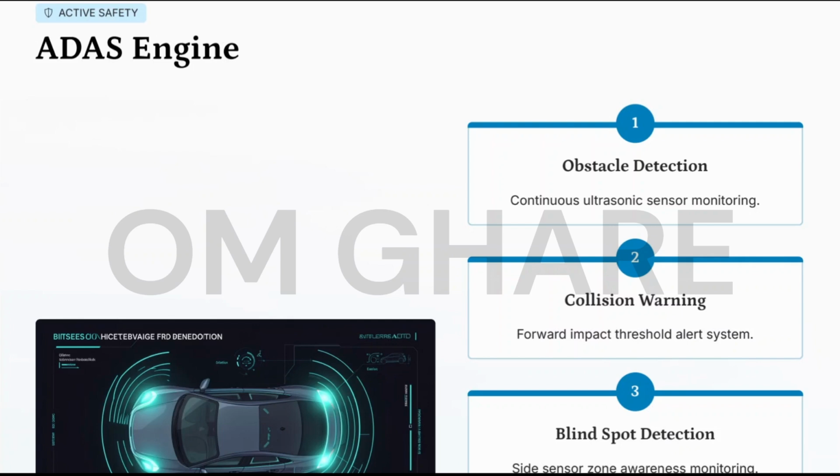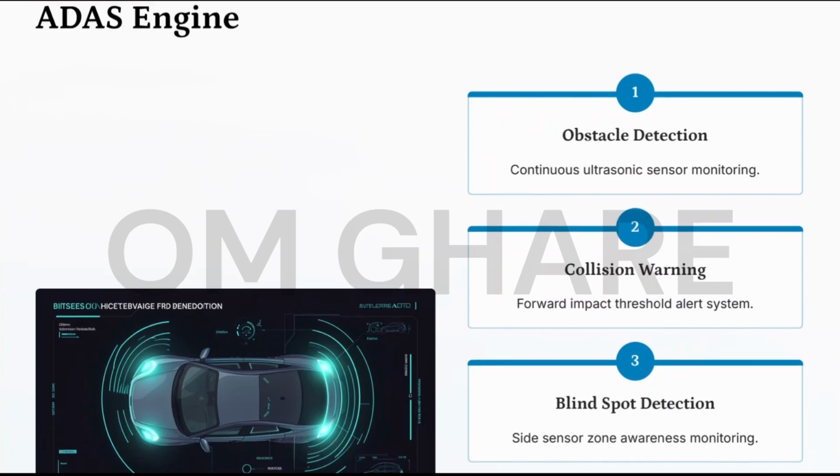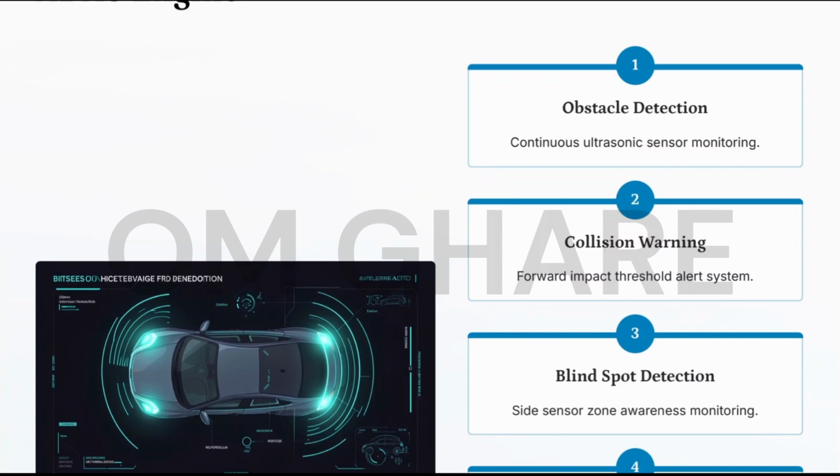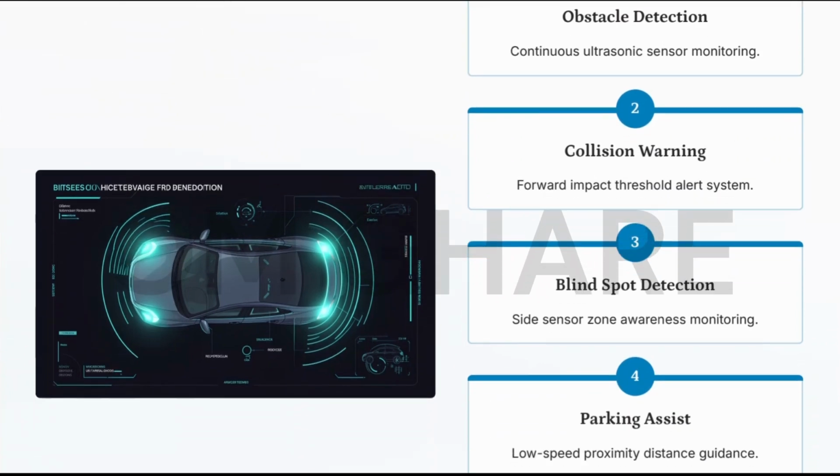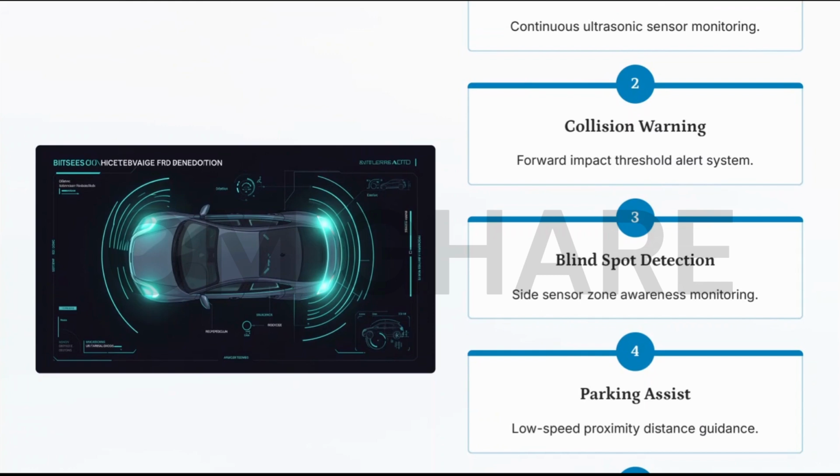The third feature is blind spot detection. The side sensors monitor the areas that are difficult for the driver to observe, helping prevent unsafe lane changes. Next is parking assist. During low speed maneuvers, the sensors provide continuous distance measurements, making parking safer and more convenient.